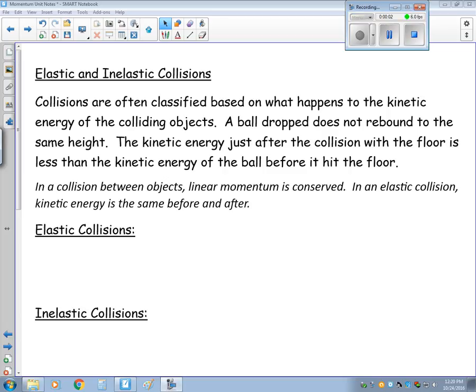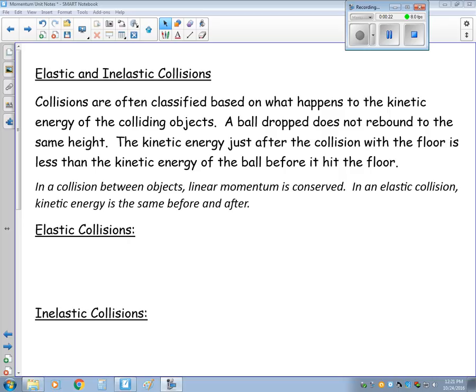Alright, this is video 3 for the momentum unit. So in this one we're going to look at collisions. The way we classify collisions is based on what happens to the kinetic energy of the colliding objects. You have some experience with this. If you take a ball and drop it, it does not rebound to the same height.